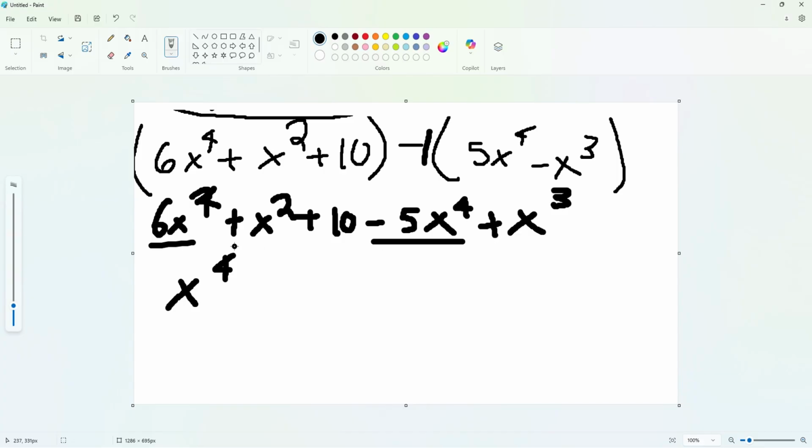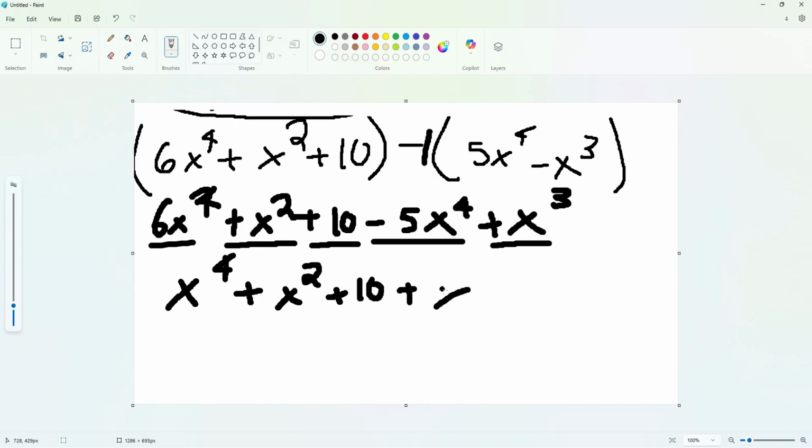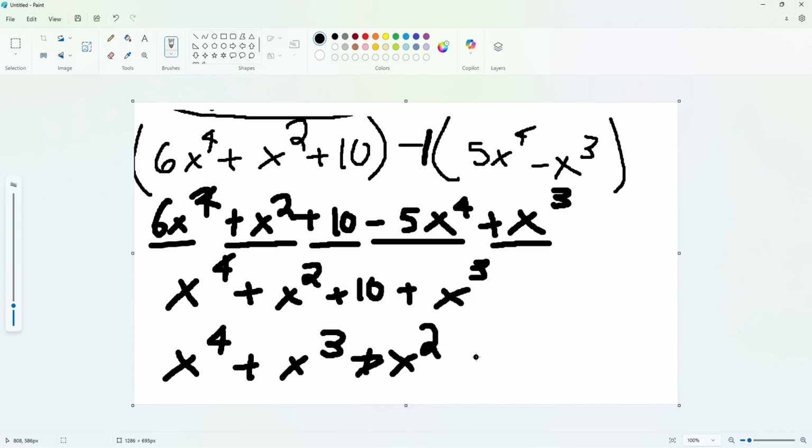Okay, so now we have x squared, which we have nothing here. X squared. And we have our constant plus 10. Then we have our cubed x, which is here. Now, this cannot be your answer, as we have to put them from left to right, from greatest to least exponent. So we have x fourth, our biggest exponent. Then we have x third, our second biggest, and likewise x squared, our third, and finally 10.